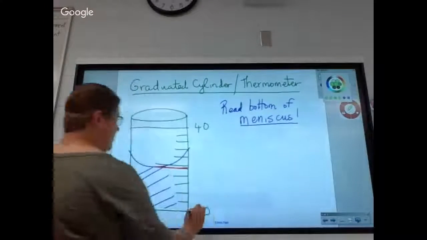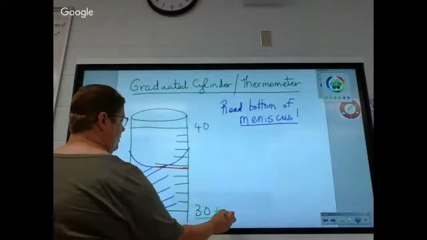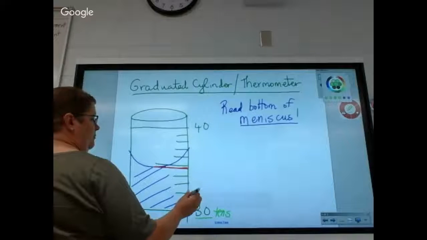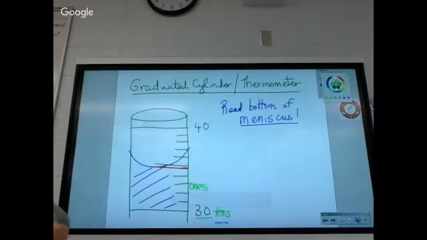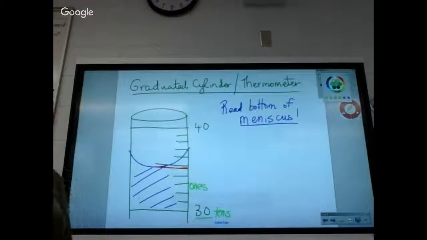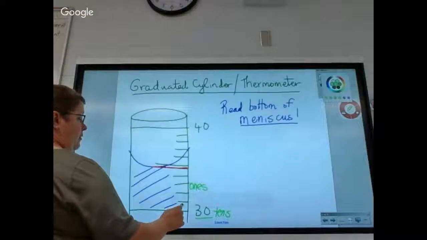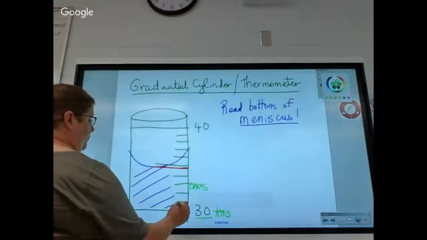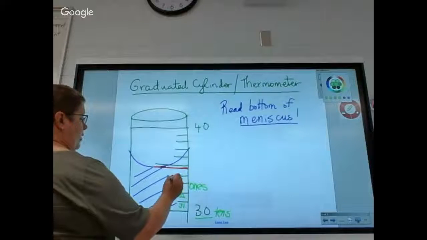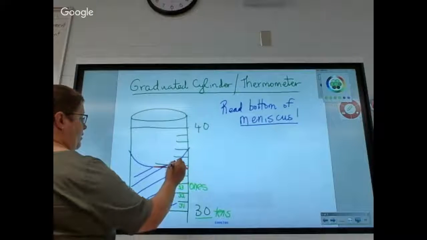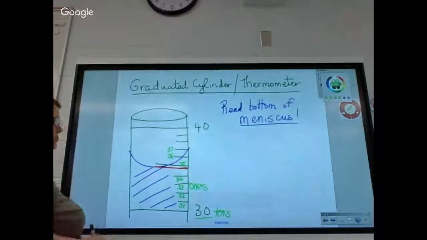Now, these are the what place? Those are the tens. So these will be the what place? These will be the ones. So what do we know? If this is 30, this is what? 31. 30, and so forth and so on.